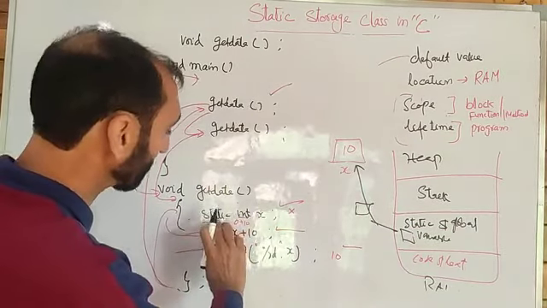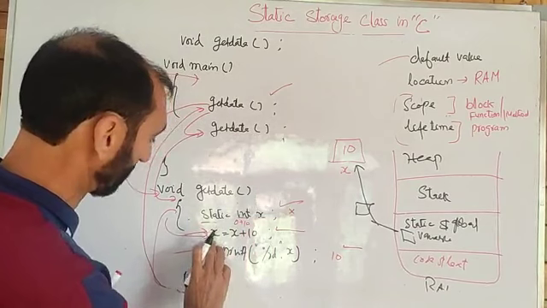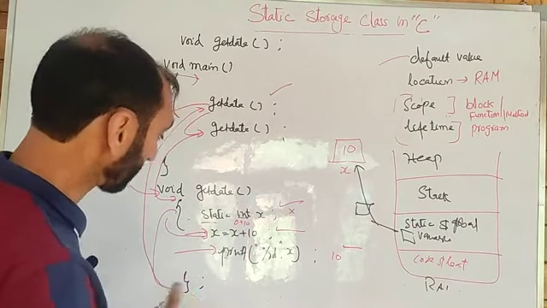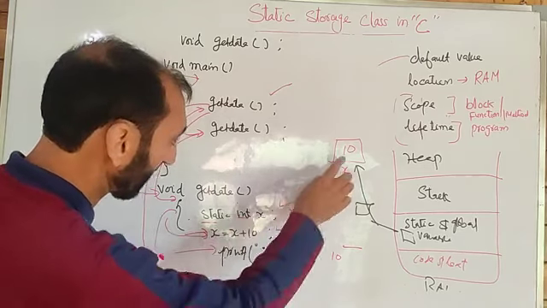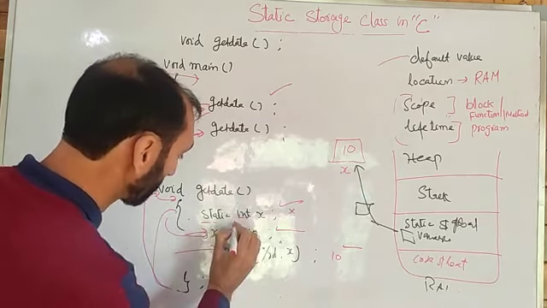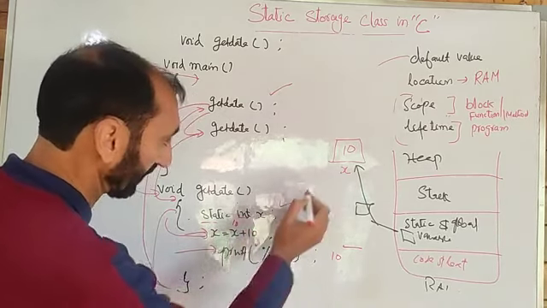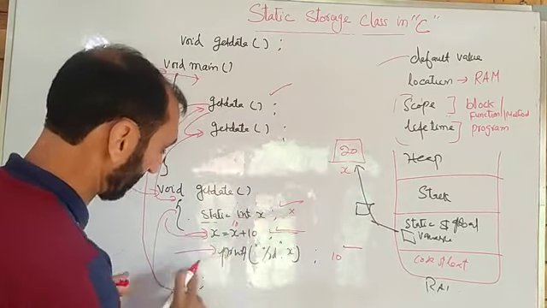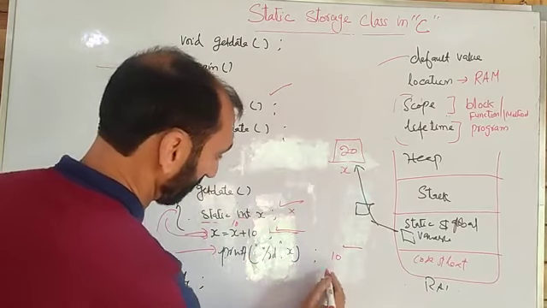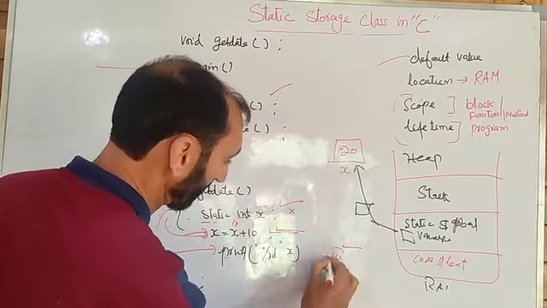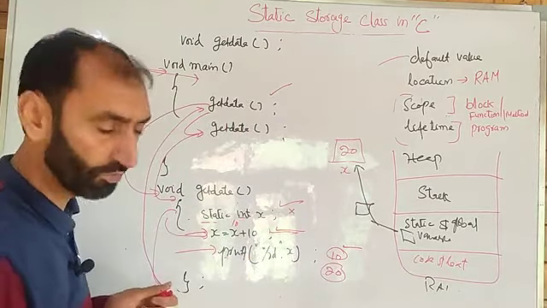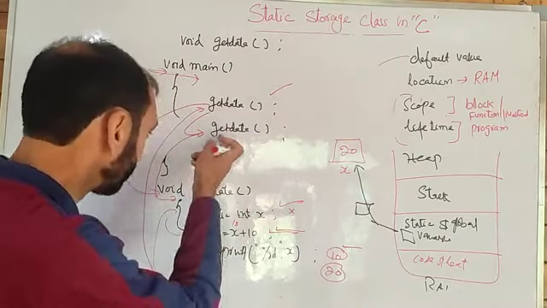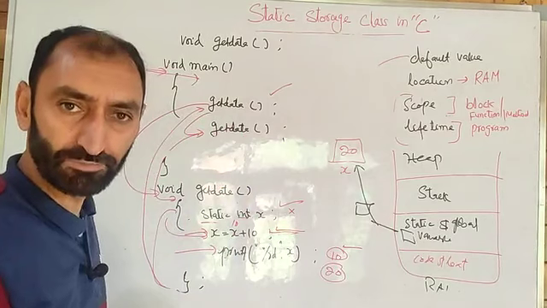So this line gets skipped, and the control will go directly to here: x equal to x plus 10. What is the x? Now in this case x is 10. 10 plus 10 equal to 20. Now the new value here would be 20, and after that printf %x. Now the second time 20 will get printed. So in the first instance 10 will get printed, and in the second instance 20 will get printed.